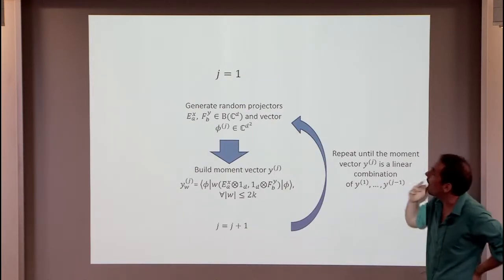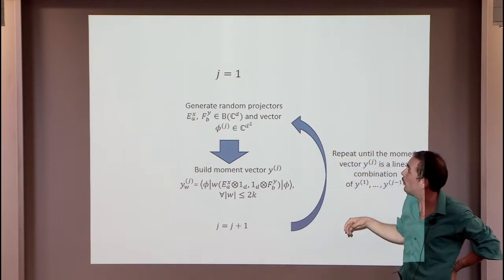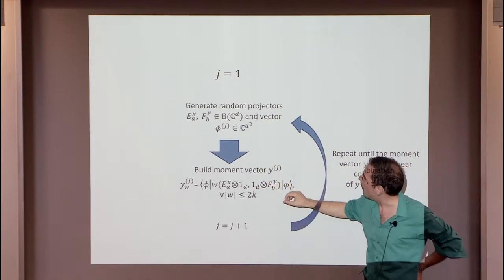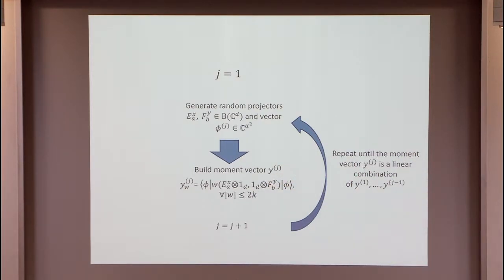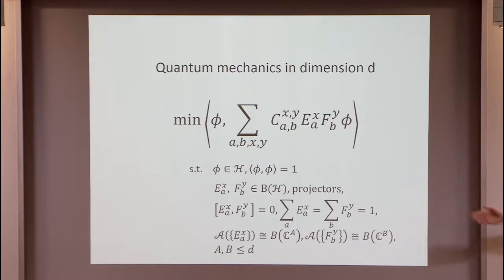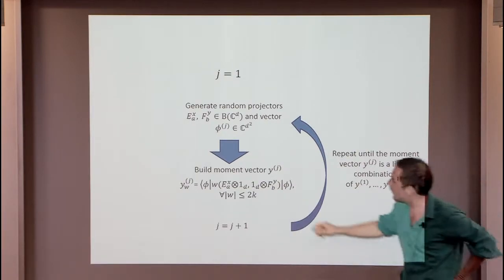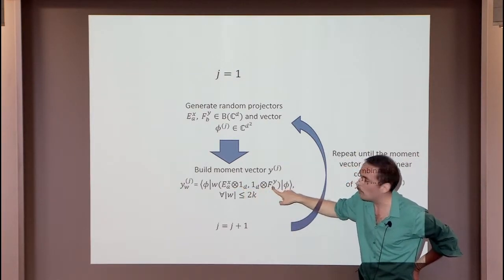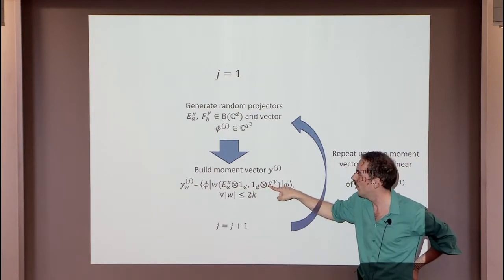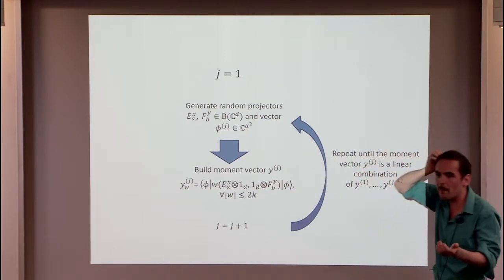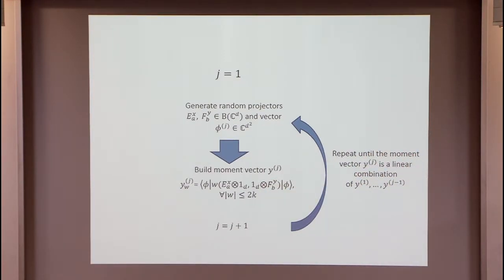So what we do in this case is, again, we generate random projectors because our variables are projectors, and also a random vector. And then we build a moment vector, but here, because we have to make sure that the E's and the F's commute, this is the condition here, rather than computing products, we first tensor the E's with the identity, and then the identity with the F's, in order to ensure that these two things commute. Now you may think that I'm introducing an extra assumption here, but I'm actually not, because in finite dimensions, you can interchange commutation relations with tensor products. So in the end, this is also a relaxation of the initial problem.